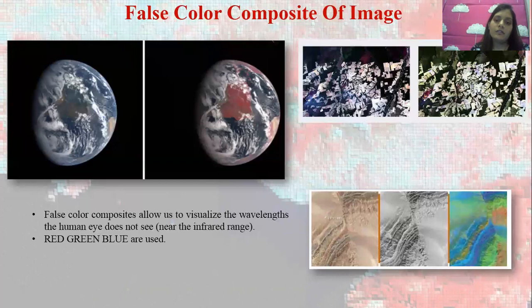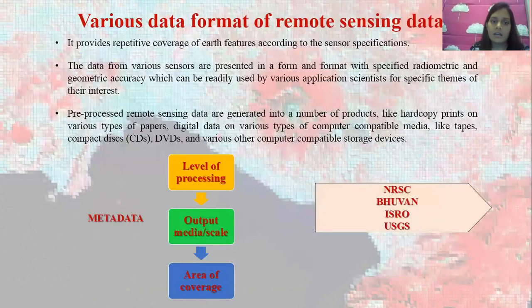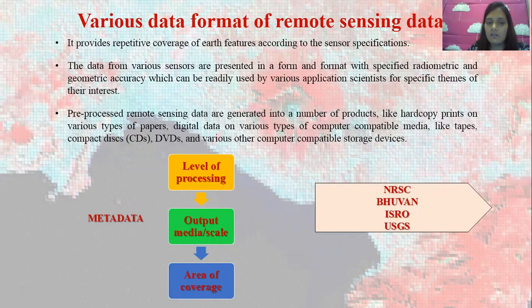Next, moving further, for false color composite, what are we using it for? So that our eye can recognize all the features taken in the satellite image. Now various data formats, yes, we have already discussed in detail. These data formats are from NRSA, Bhuvan, ISRO and USGS, providing us the data which we want to analyze and research, or with which we want to make any model or solution, right?